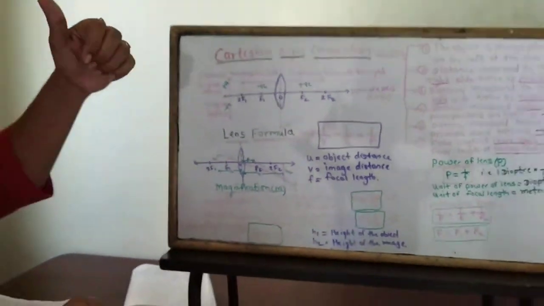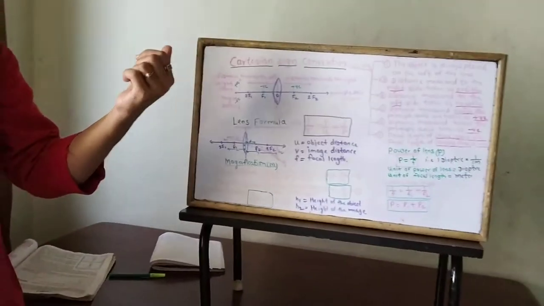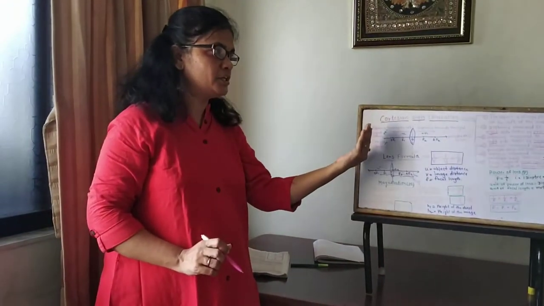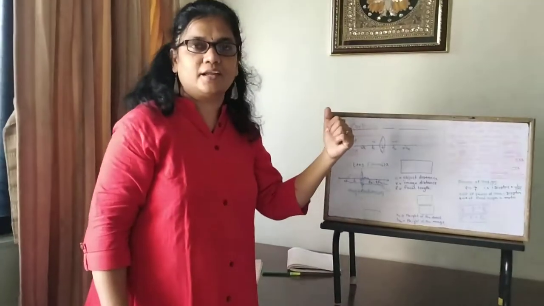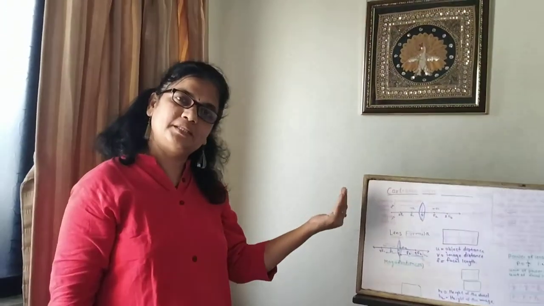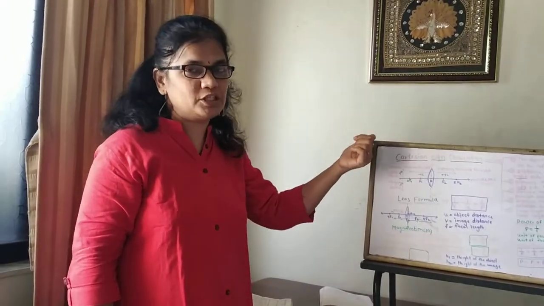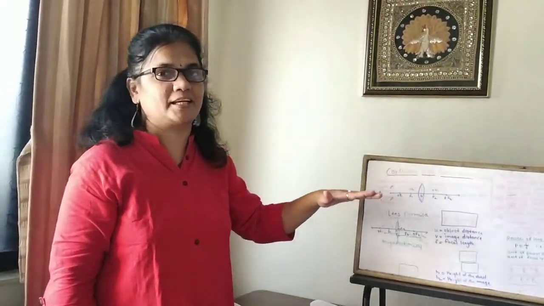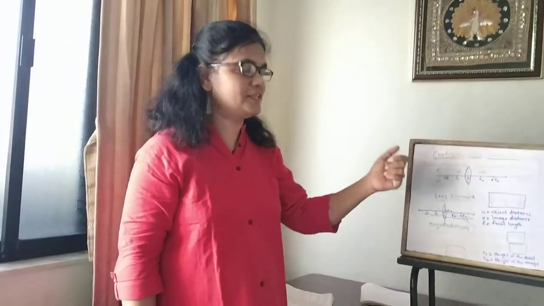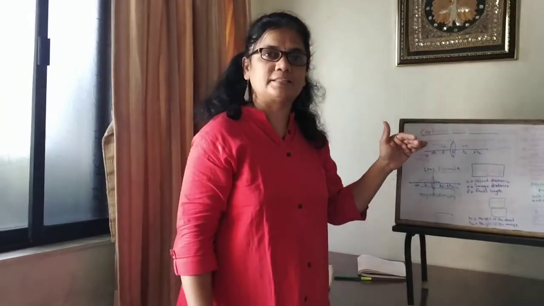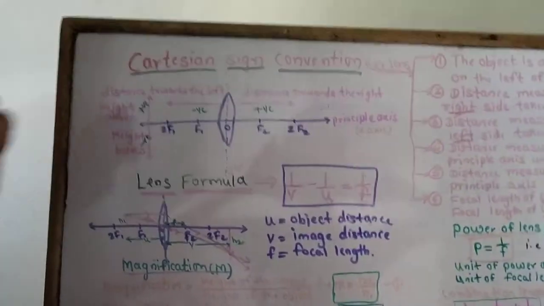Okay, let's take a recap. First, the object is always placed on the left side of the lens. Second, distance measured towards the right side is taken as positive, distance towards the left side is taken as negative, distance above the principal axis is taken as positive, distance below the principal axis is taken as negative, and last one, the focal length of a convex lens is positive, and the focal length of a concave lens is negative. Understood? This is the Cartesian sign convention for lenses.